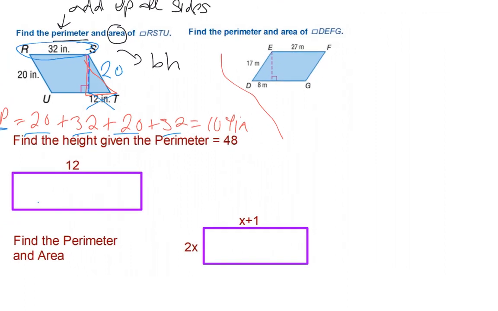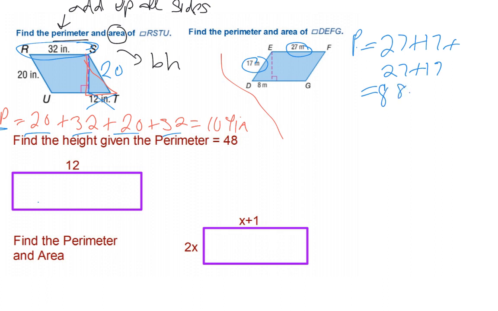So let's try this again. I need the perimeter in this parallelogram. I need to figure out the whole side, so that's 27 and 17. Remember, opposite sides are congruent. I need to add each of them up twice. And I get my perimeter is equal to 88 meters when I add that up.